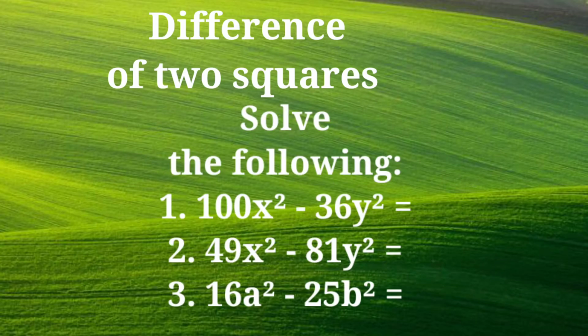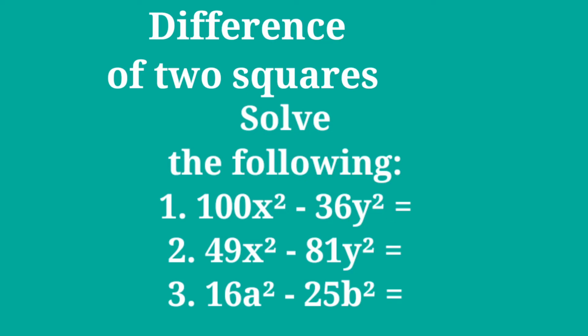Difference of two squares. Solve the following. Number 1. 100x squared minus 36y squared. Number 2. 49x squared minus 81y squared. Number 3. 16a squared minus 25b squared.